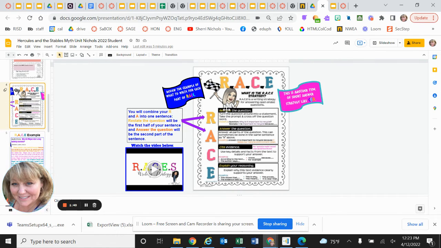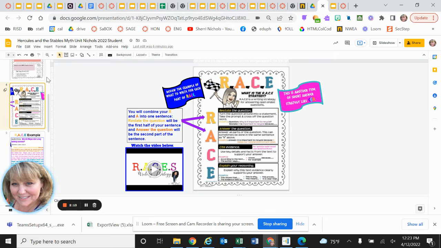But RACE stands for, R means restate the question. So whatever the question is, you restate it as part of your answer. And then you answer the question. So your sentence 1 literally is restate the question and then provide the answer. And then you must cite your evidence for your answer that you got from reading the short story or the passage. And E means explain your reasons.